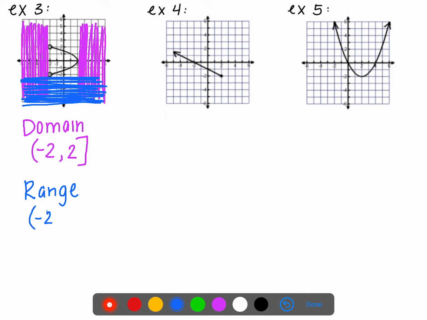Now, if it was a flat line coming out of that open circle, then I would include it because I would have graph at other places at negative 2. But my line's going up from there, so I don't have any negative 2s. I'm not including it. Then I want to start at the top, come down until I get to 2. Include or don't include? Don't include.